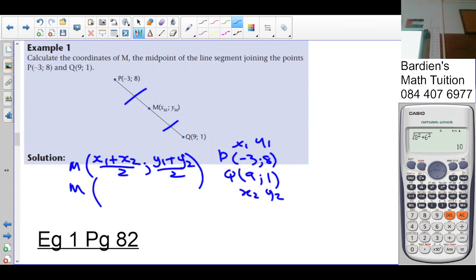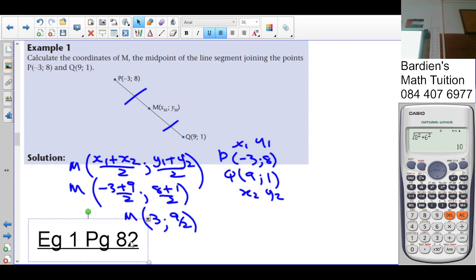M is the midpoint. It's going to give you (negative 3 plus 9) over 2 and (8 plus 1) over 2, which gives me my midpoint to be 6 over 2, which is 3, and 9 over 2, or 4.5. You all okay with that? Okay.